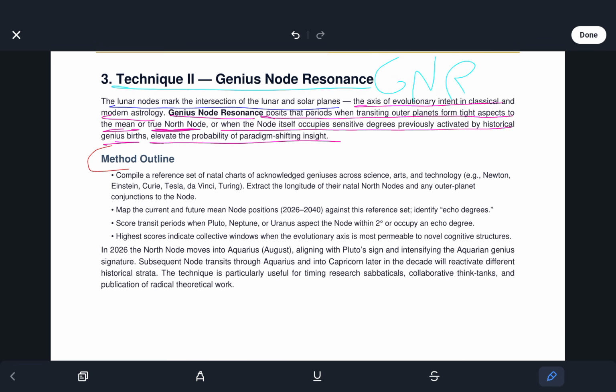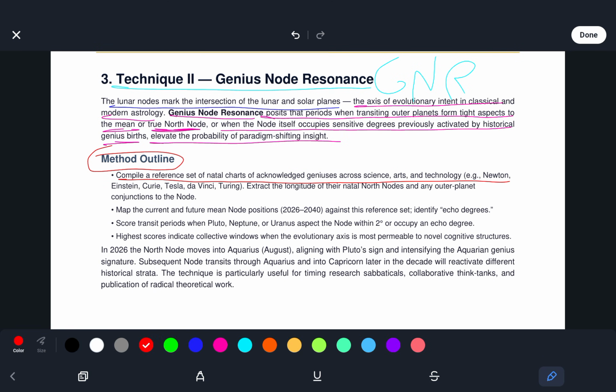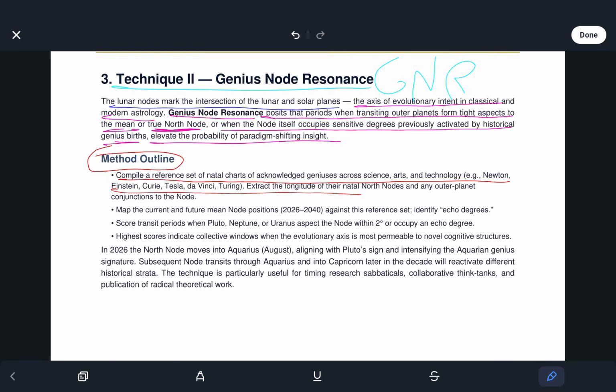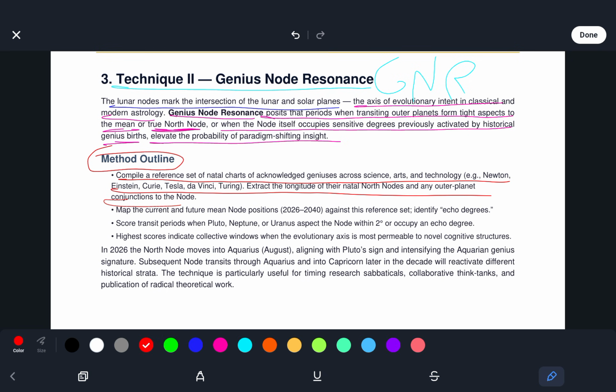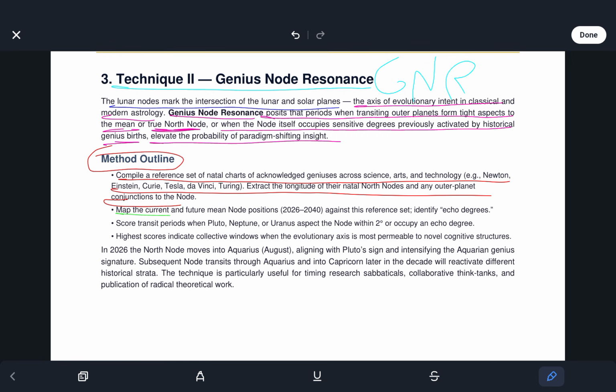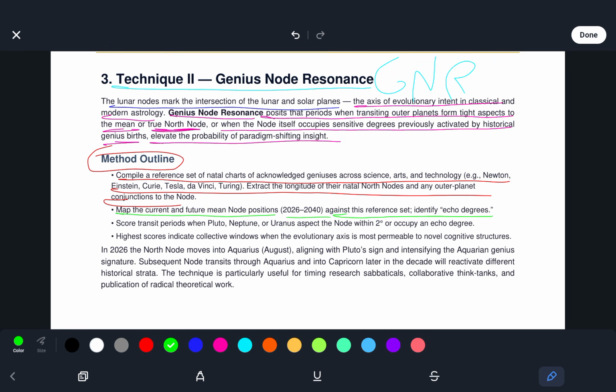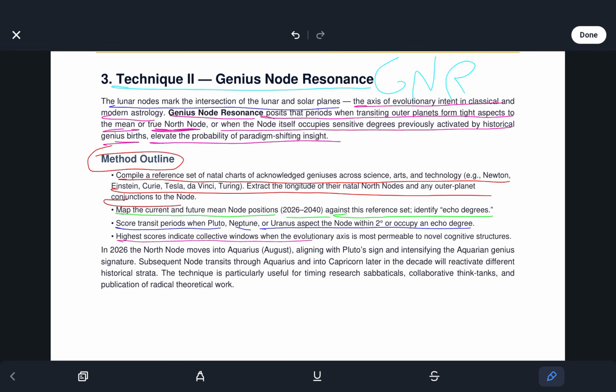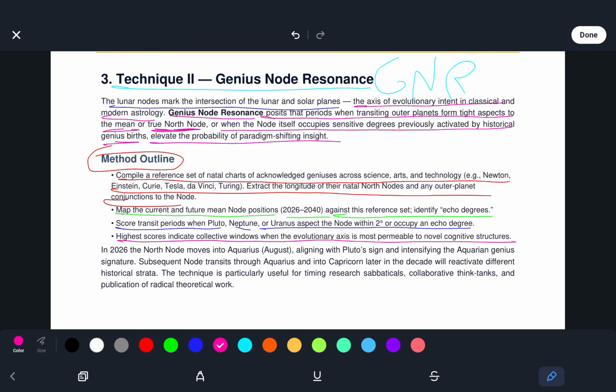So here's the method outline. Compile a reference set of natal charts of acknowledged geniuses across science, arts, and tech, for example, Newton, Einstein, Curie, Tesla, Da Vinci, Turing. Extract the longitude of their natal Rahus and any outer planet conjunctions to the node. Map the current and future mean node positions against this reference set. Identify echo degrees. Score transit periods when Pluto, Neptune, or Uranus aspect the node within 2 degrees or occupy an echo degree. Highest scores indicate collective windows when the evolutionary axis is most permeable to novel cognitive structures.